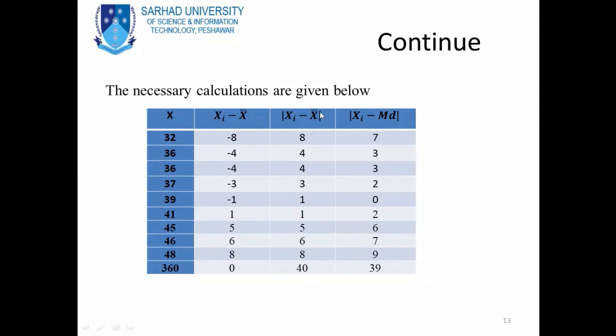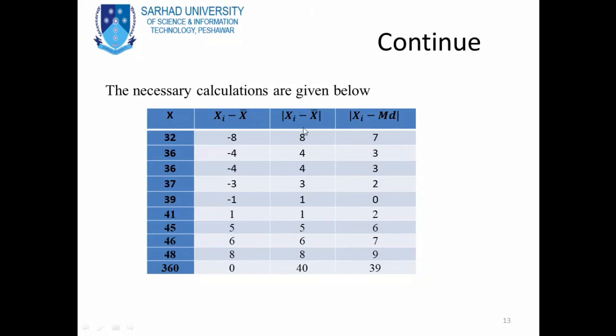X bar minus xi, the mean subtracted from each individual value. So mean is 40, 40 minus 32 is 8, 40 minus 36 is 4, 40 minus 36 again 4, and so on. Now if we need to find the mean deviation according to median, then subtract the median absolutely from each individual. Since median is 39, so 39 minus 32 is 7, 39 minus 33 is 6, 39 minus 36 is 3, 39 minus 37 is 2, 39 minus 39 is 0.